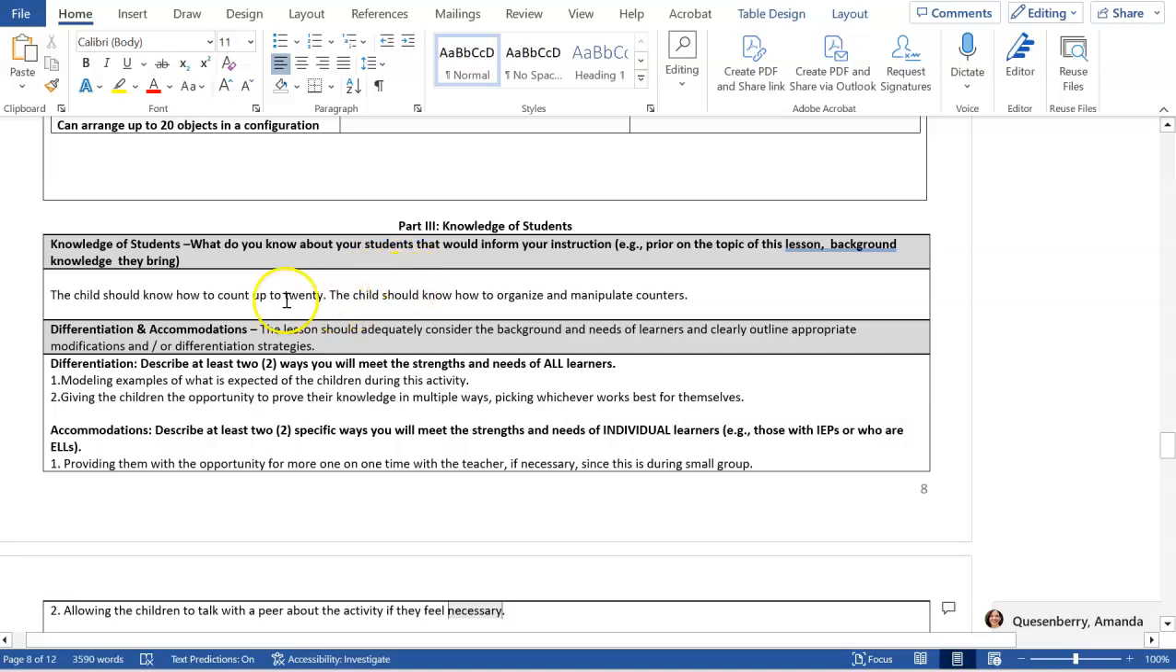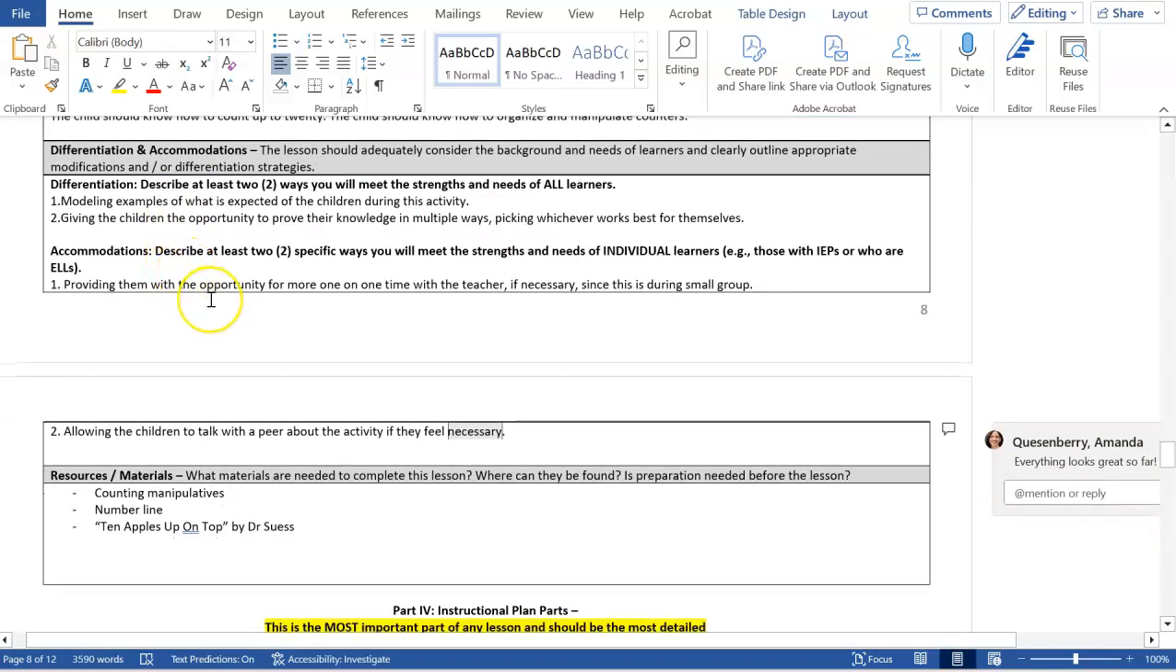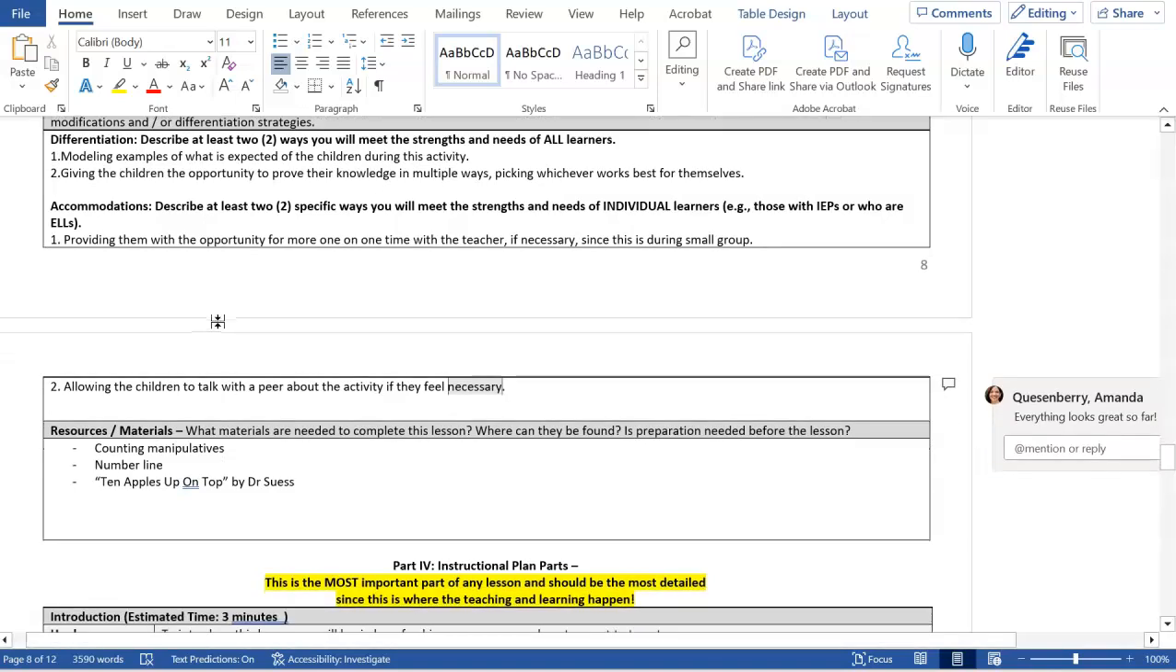So you can see under knowledge of students, again, you're pulling that information from the knowledge of students or what they should know from your standards and objectives assignment. And you can see here that she's got slightly different differentiation and accommodations because, again, these should align with this particular lesson and lesson objective. It is possible that they could be the same as your large group lesson, but generally they'll be different because you're doing something in a small group versus a large group.